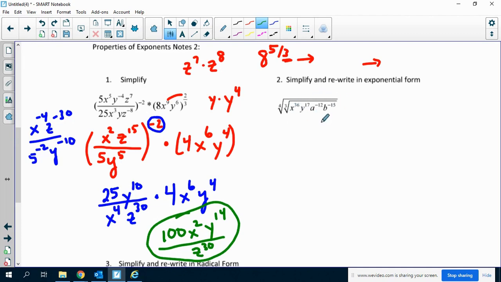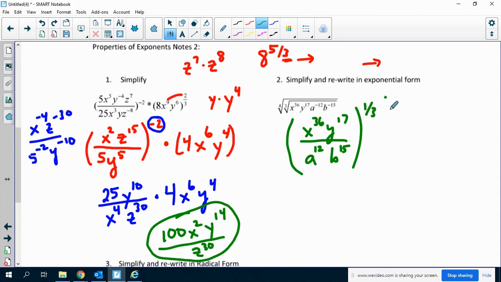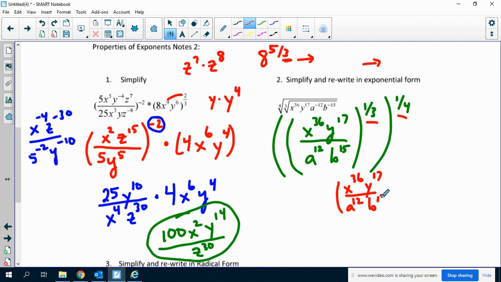Number 2, I'm going to rewrite this as x to the 36th, y to the 17th, over a to the 12th, b to the 15th, to the 1/3, to the 1/4. So now when I do that, I have all this power to a power stuff going on. 1/3 times 1/4 becomes 1/12. So x to the 36, y to the 17, over a to the 12, b to the 15, to the 1/12.